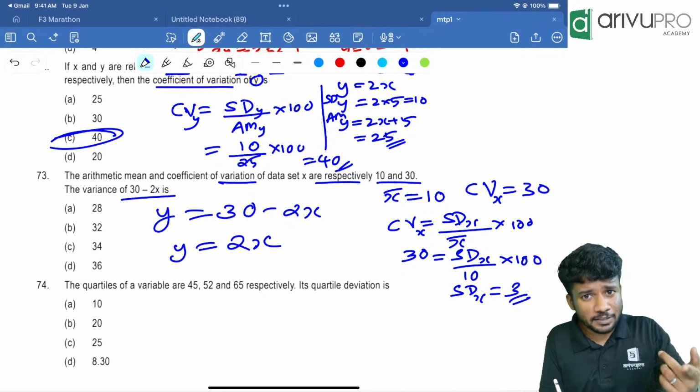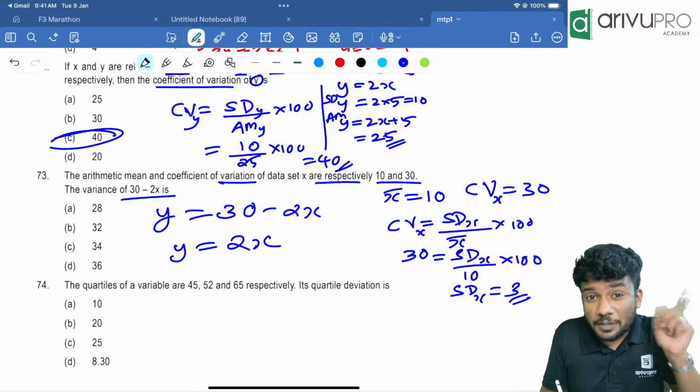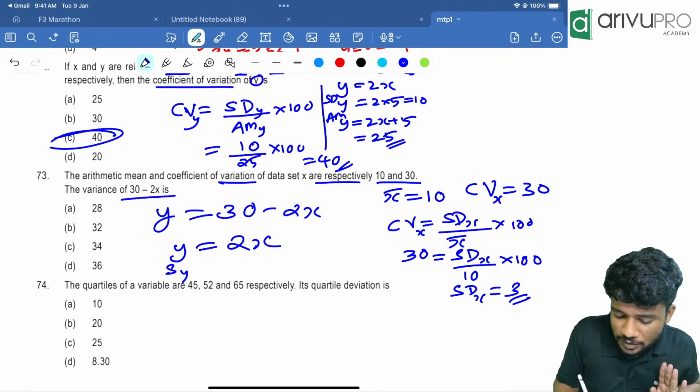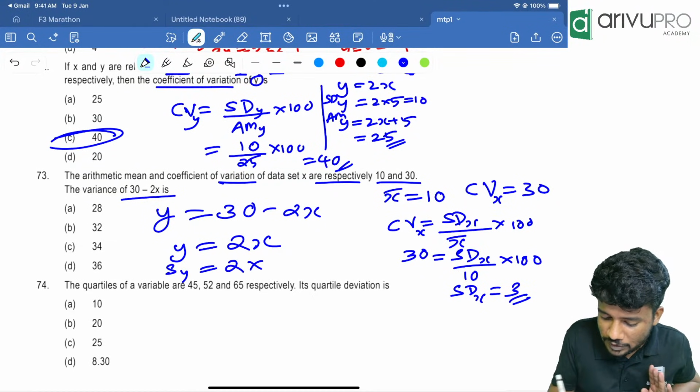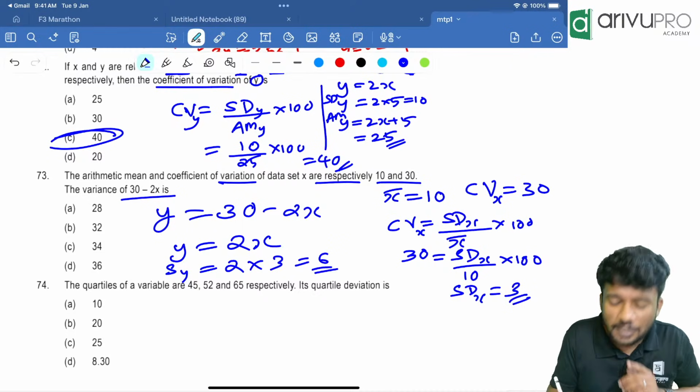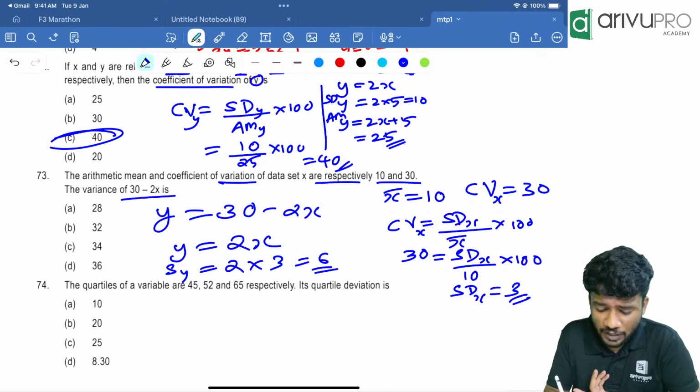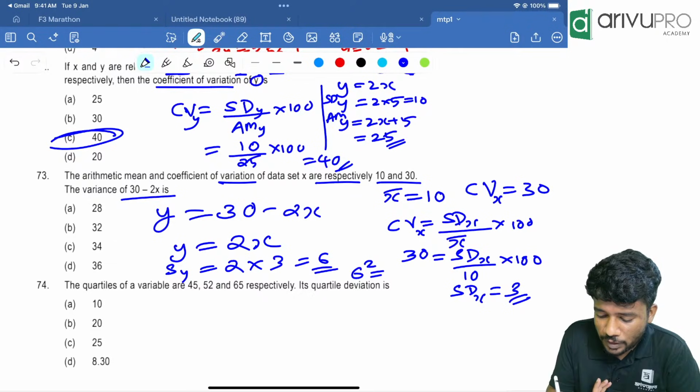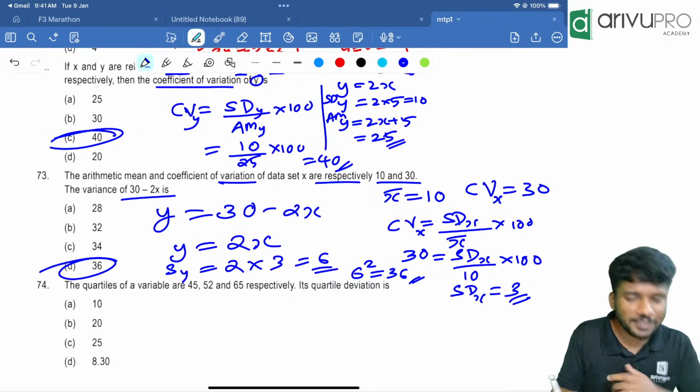Why are we ignoring 30? Because it is not affected by origin. So the standard deviation of y is nothing but 2 into, instead of x you will put 3, which is equal to 6. So if you have 6, how will you find variance? Variance is 6 square, which is 36. Option D is your answer.